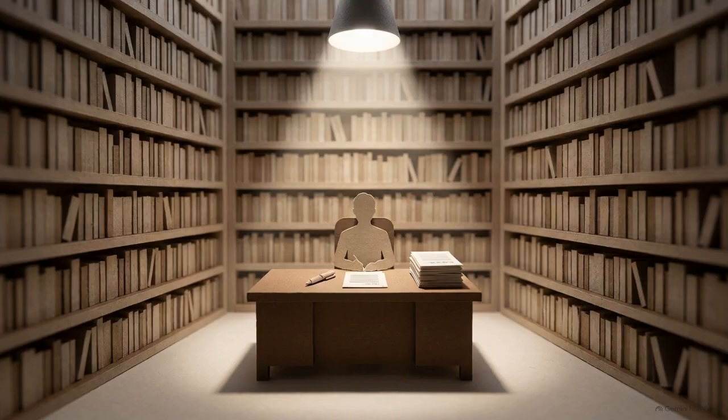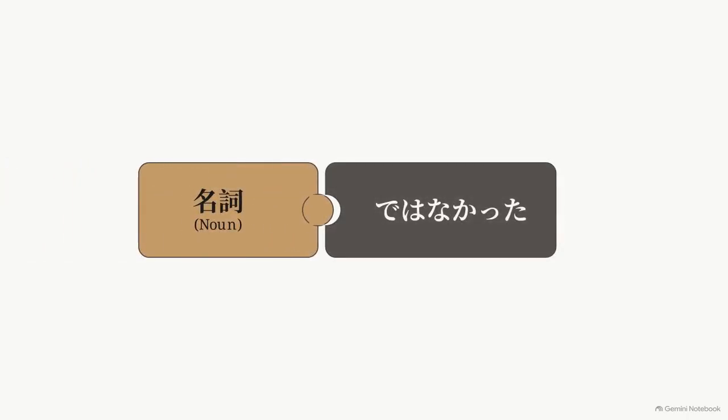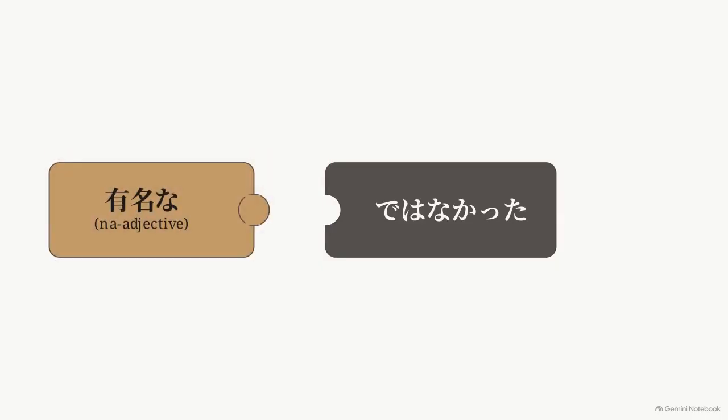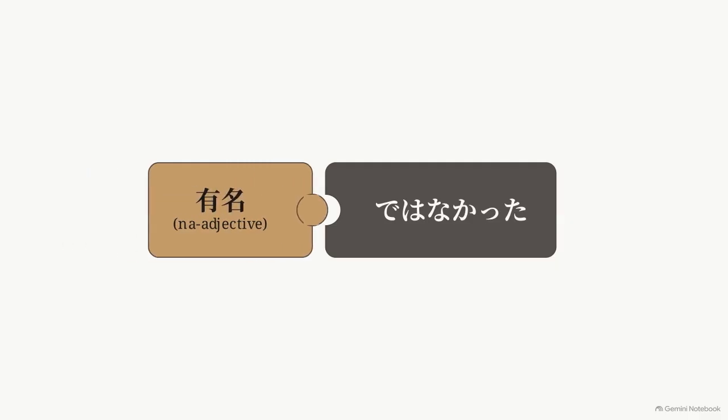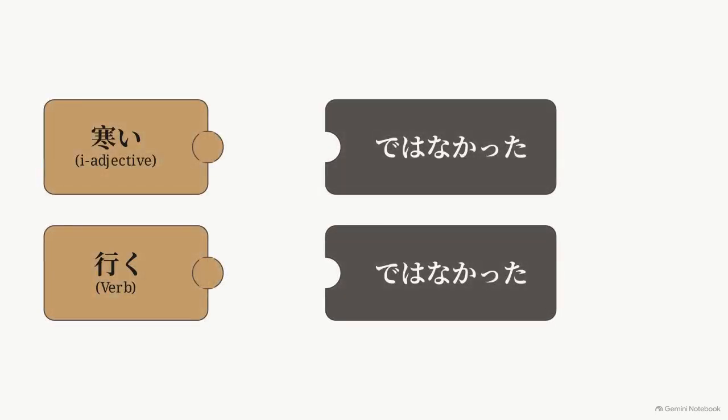the tool you use. While nouns connect simply, describing past conditions adds a specific mechanical requirement for na-adjectives. Look at the word for famous, yumei na. Before you can connect this adjective to our negative ending, the final na must be dropped. Once it is removed, the remaining word connects to de wa nakatta just like a noun. This creates the formal declaration. Eiga wa yumei de wa nakatta. The movie was not famous.